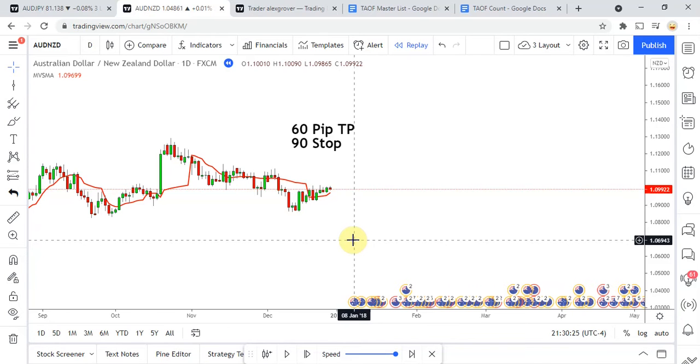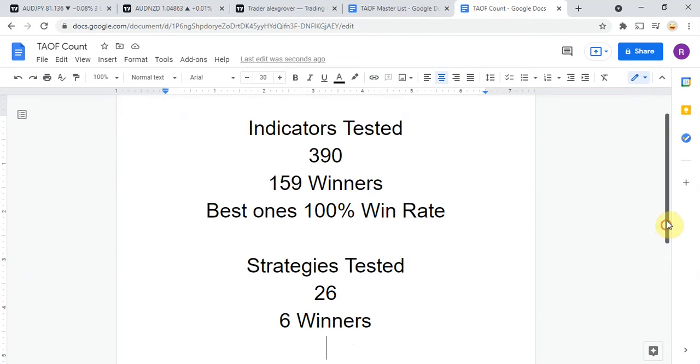Alright, as I said, today we will be testing the minimum variance SMA indicator. Before we do though, I wanted to put the testing scoreboard up for everyone to see.